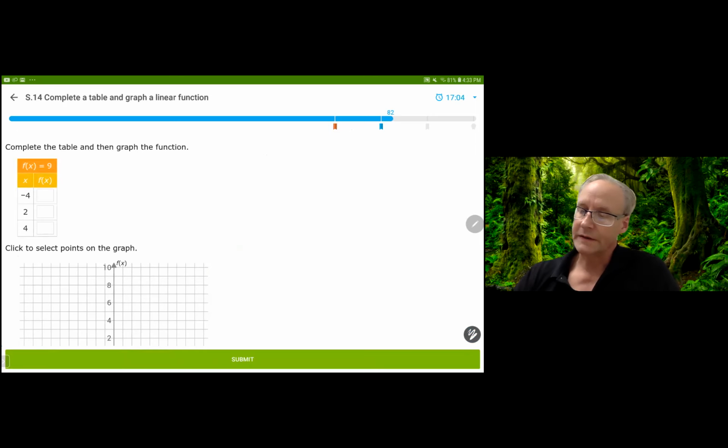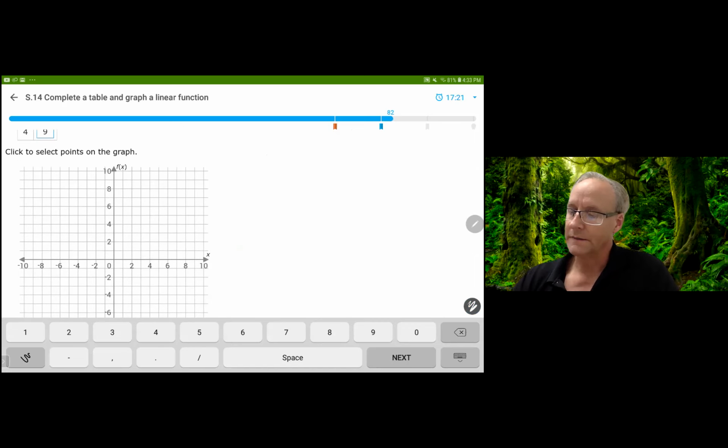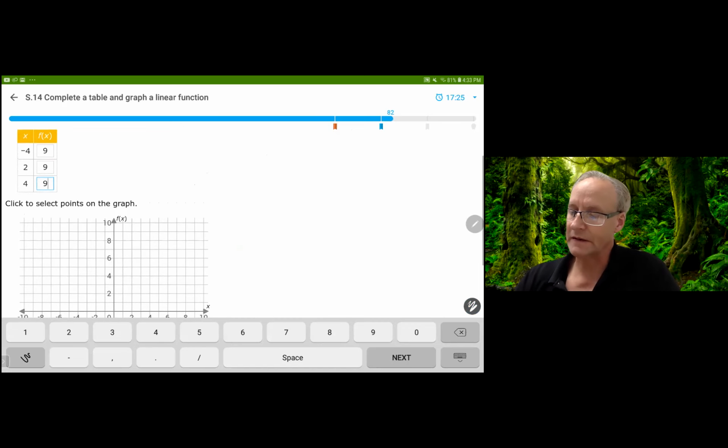Oh, f of x equals 9. Looks like we get another horizontal line. A vertical line is not a function, and we're graphing functions. So that's why we're not getting any vertical lines. Vertical lines are never functions, because x could be anything. In this case, we've got y equals 9, or f of x equals 9. It's up here, where f of x always equals 9.